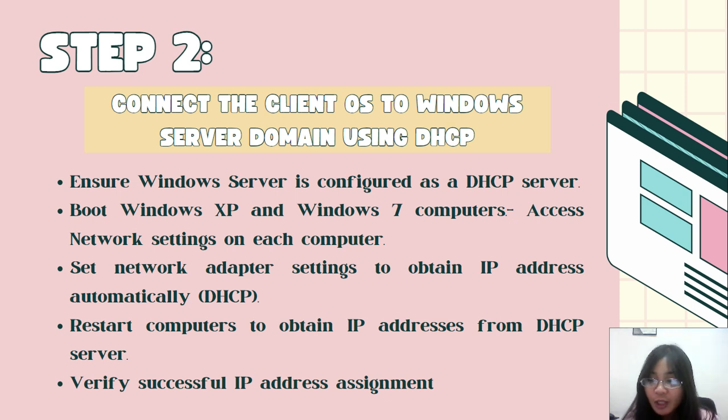After setting the network adapters to obtain IP address automatically, close the network settings windows. Restart each computer to apply the new network settings and allow them to connect to the network. Next is verify successful IP address assignment. Once the computers have restarted, log into each computer and open a command prompt window. You just have to type cmd, no? In the command prompt window, type the command ipconfig and press enter. This command will display network configuration.